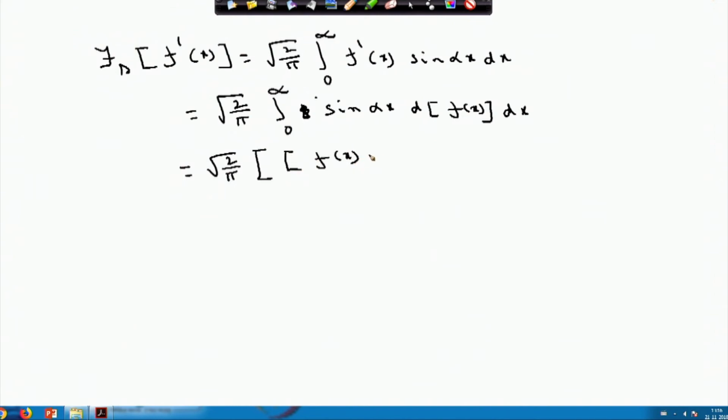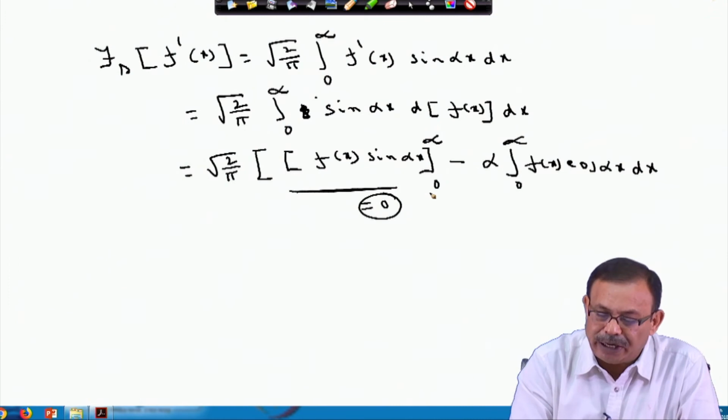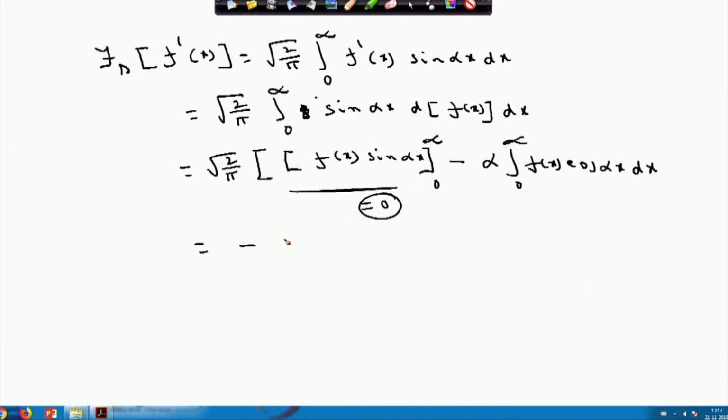Root over 2 by pi into f x sine alpha x from 0 to infinity, minus alpha into the integral from 0 to infinity of f x cos of alpha x dx. The first part will vanish, equal to 0, because f x approaches 0 as x approaches infinity, and at 0 it is automatically 0. So, I can write minus alpha into root over 2 by pi, integral from 0 to infinity of f x into cos of alpha x dx, and this integral is known to us.